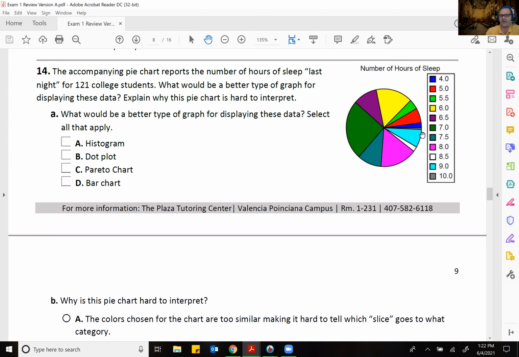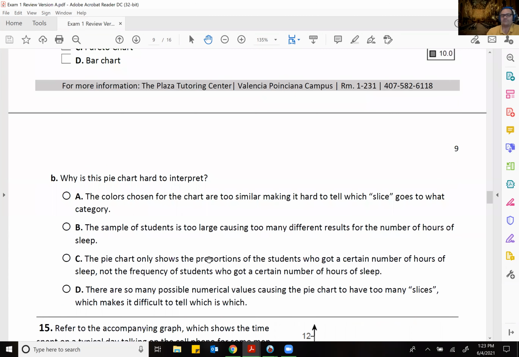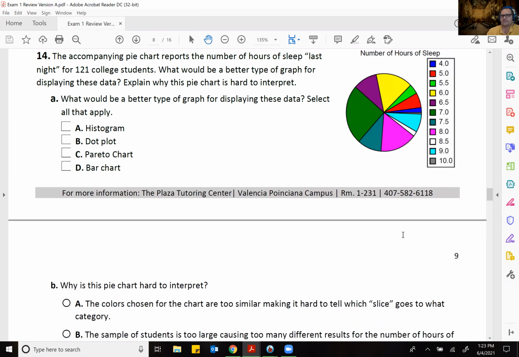What is the typical value based off of this pie chart? Look at this pie chart. What is our typical value? Who has the biggest wedge? The 7.5 or 7.0, I'm sorry. 7.0, yeah. So it's a 7.0. So I can still interpret based off of those slices. I don't need the frequency of the students to know information. Does that make sense?